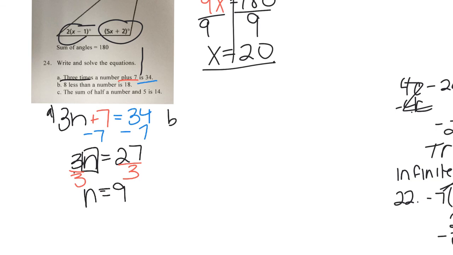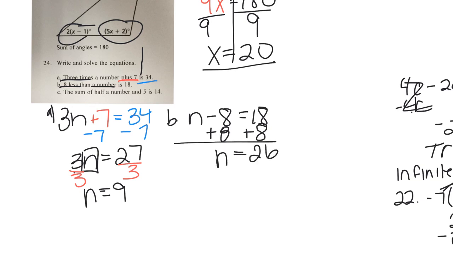So that's A. B says 8 less than a number. So that means we're going to be subtracting 8 on the end. So less than a number is 18. So n minus 8 equals 18. When it's less than, it's actually opposite order. And then to solve, we're going to add 8. So n equals 26.